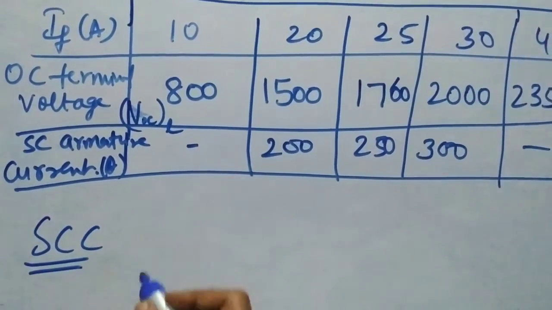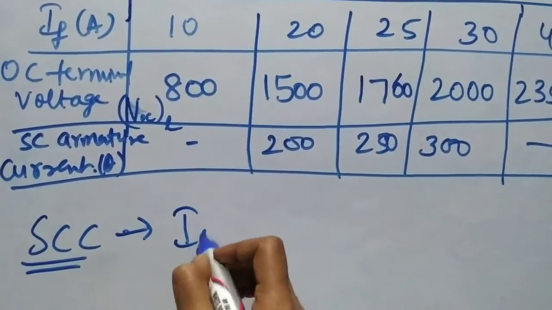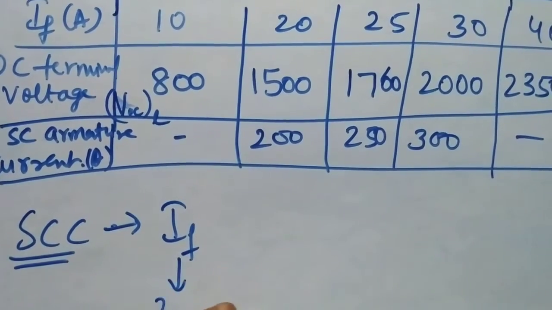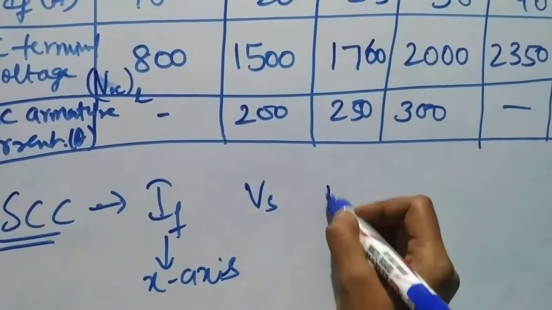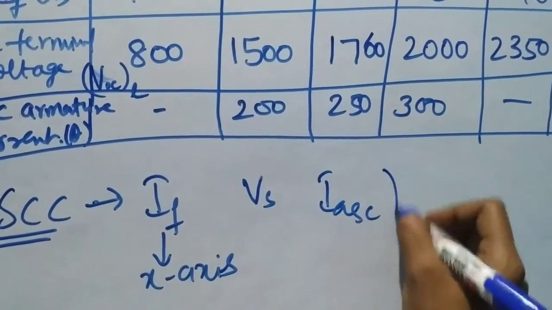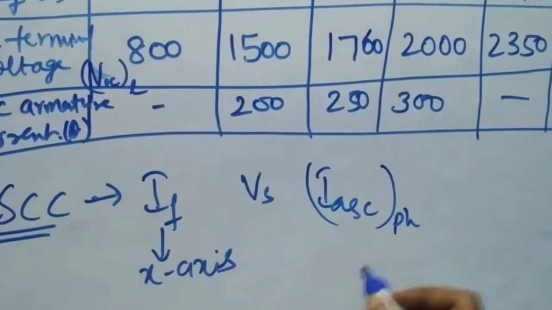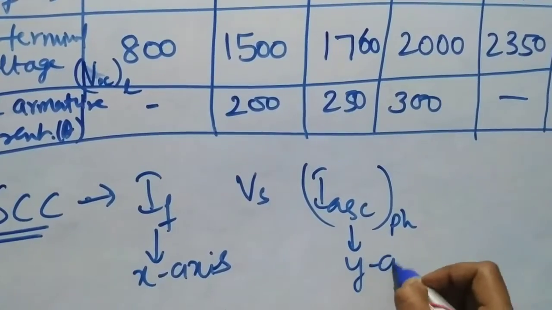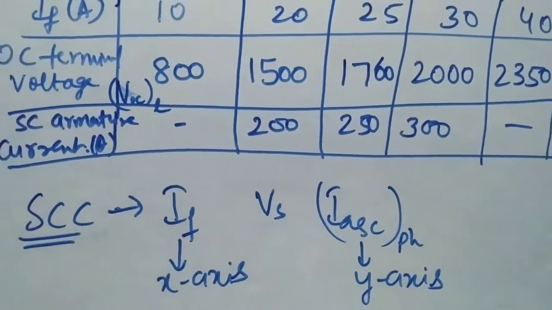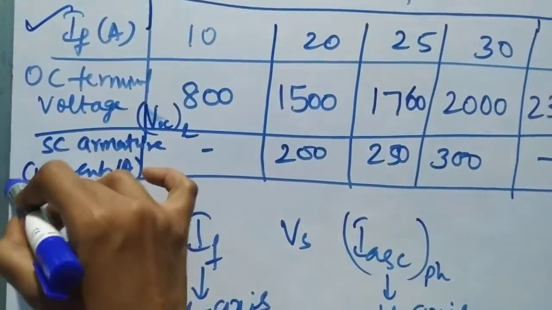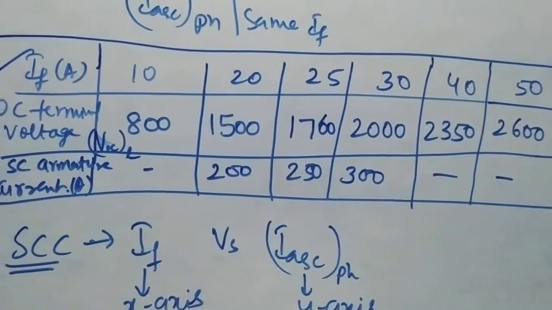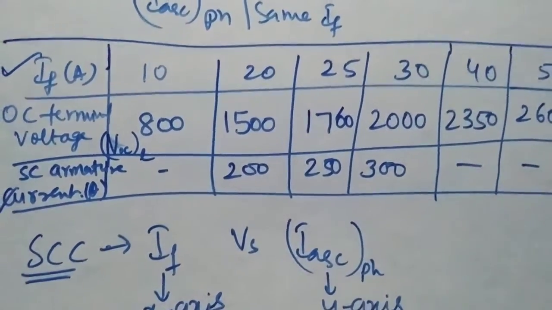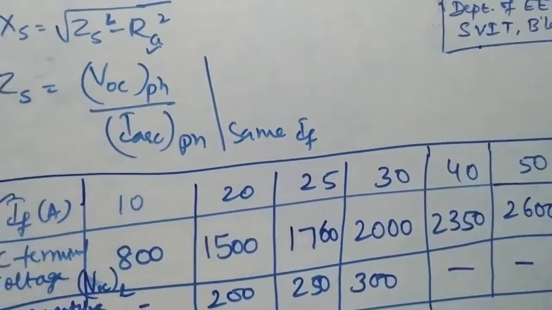Okay, short circuit characteristic is nothing but the IF which will be on the x-axis versus IAC phase, which will be on the y-axis. In this case, these two values which are given here will be directly plotted onto the graph. Now you can just see here, we have taken the graph.